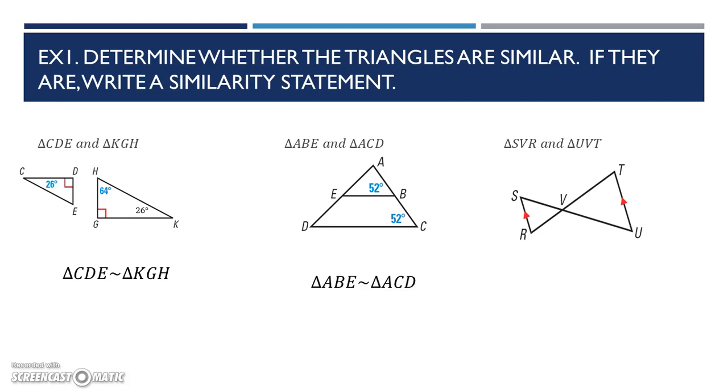And the next one, SVR and UVT are congruent because we have vertical angles at SVR and TVU. But we also have angle R and angle T congruent by alternate interior angles, as well as angle U and angle S. So those are similar by AA as well.